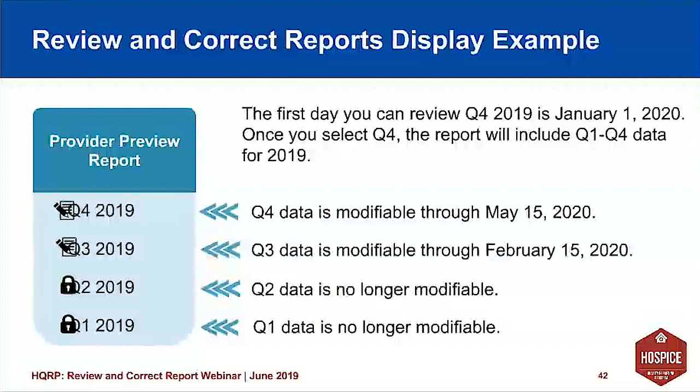Quarter 3 of 2019 would have a data correction deadline of February 15th of 2020. So again, that quarter remains open and would show as open on the report. Quarter 2 of 2019, however, has a data correction deadline of November 15th. So at the point at which you ran this report, that would have passed and data would no longer be modifiable for that quarter. And then the same goes for quarter 1 of 2019.